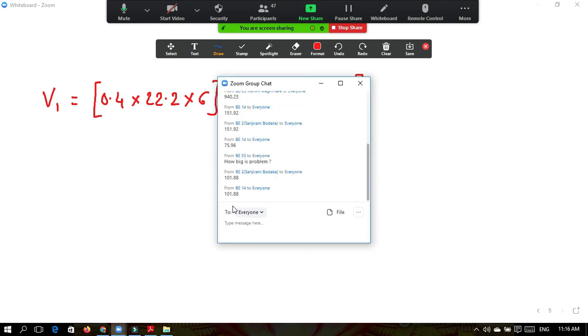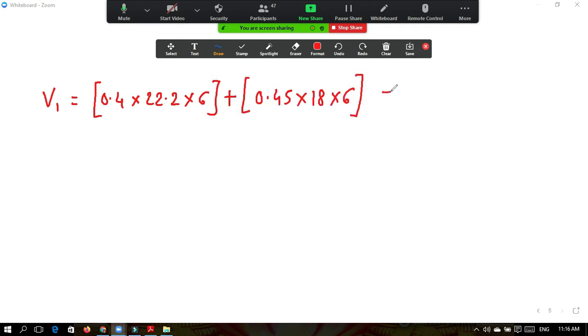So the answer is right, 101.88. So the value of V1 is 101.88 kilonewton. This is the answer we got for the shear force.